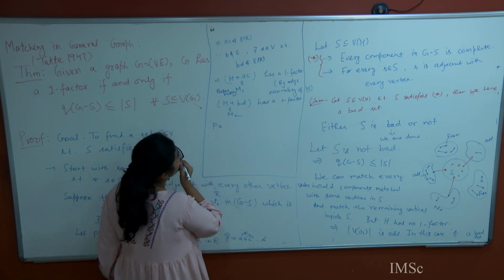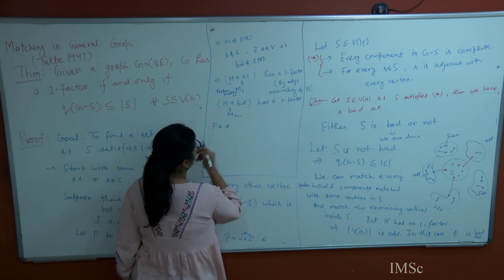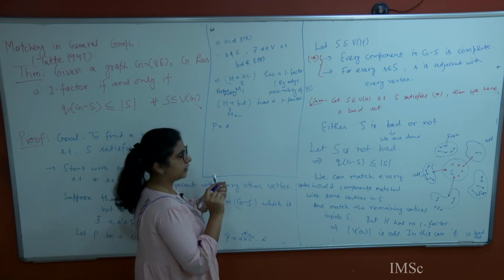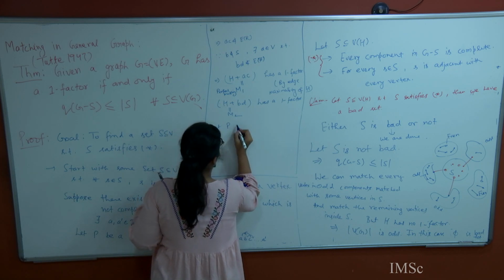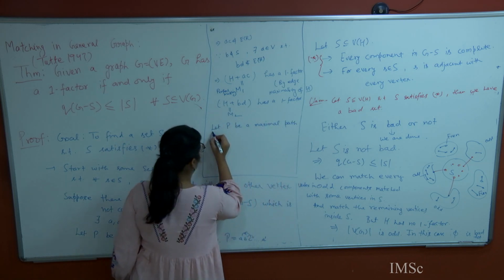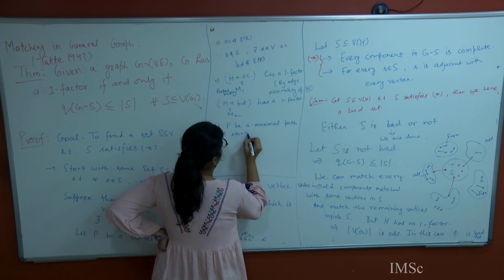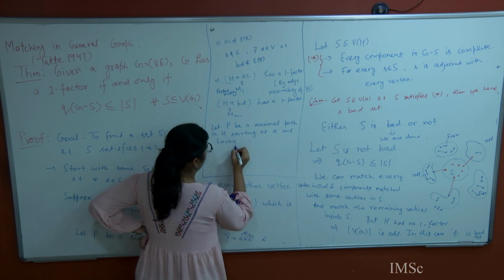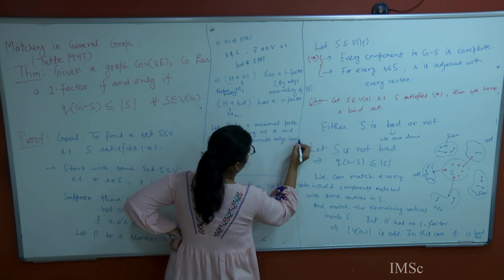Okay. So now let's start with some maximal path, starting from D, which has alternate edges from M1 and M2. Let P be a maximal path in H starting at D and having alternate edges from M1 and M2.